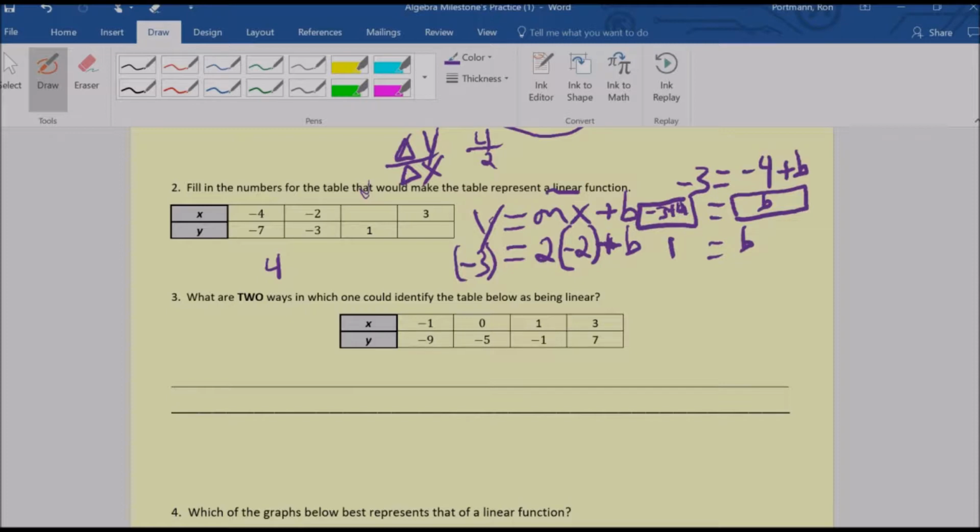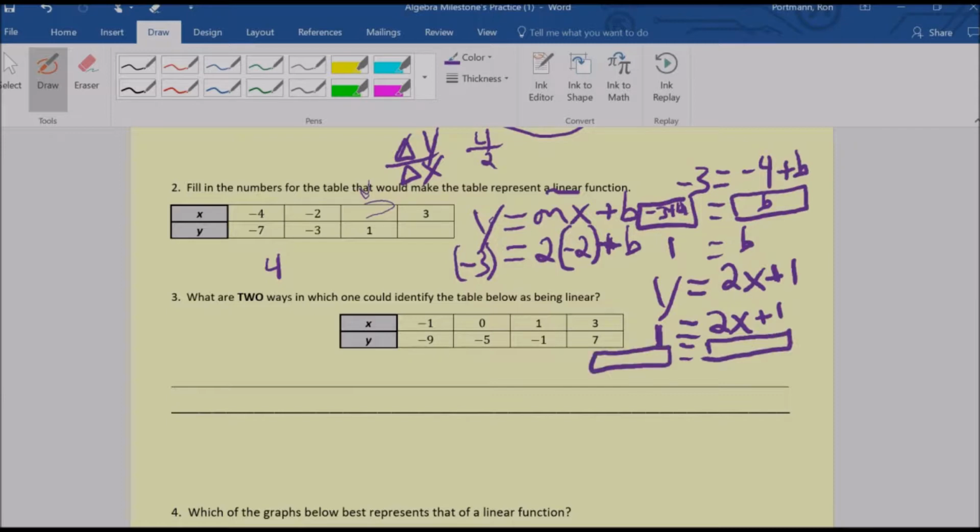Well, now we know our equation is y equals 2x plus 1. Now, how is that going to help us here? Well, to get our x value right here, what we're looking for, we're going to solve for x knowing that y is 1. So we're going to put a 1 in for y, and say 1 equals 2x plus 1. So we're going to do our boxes here.